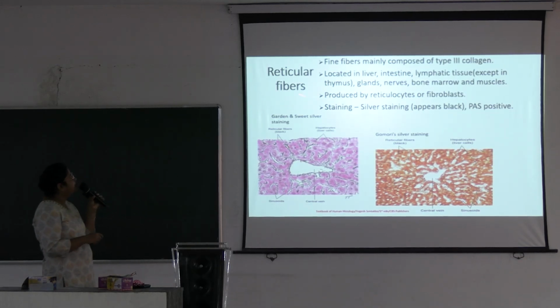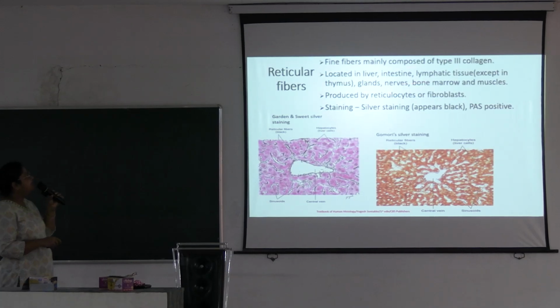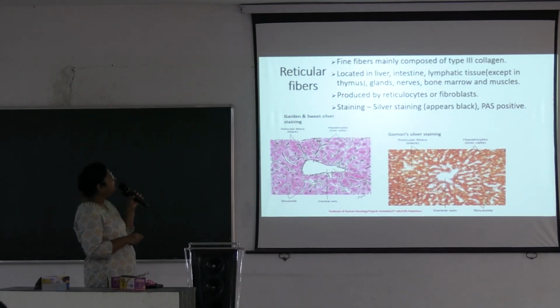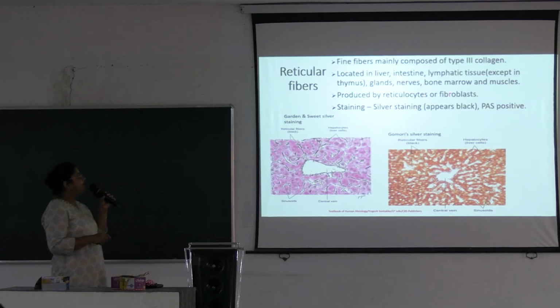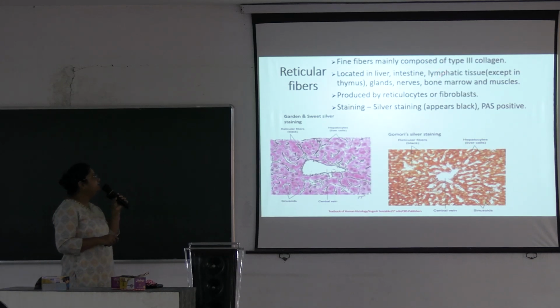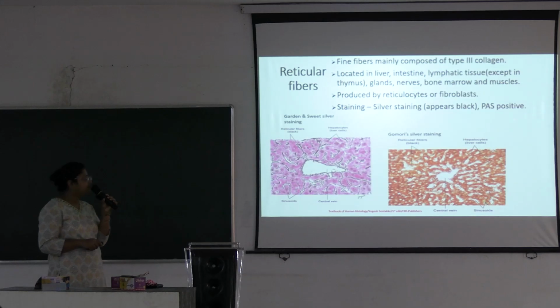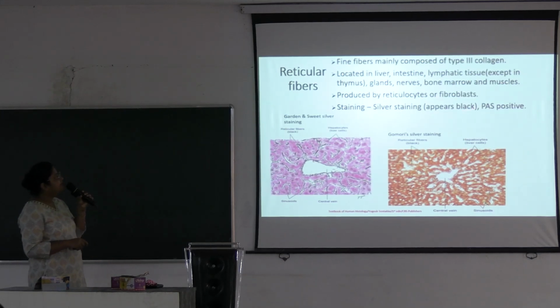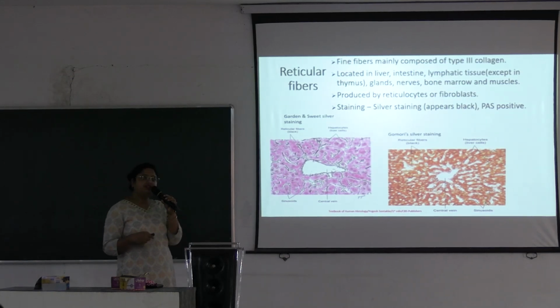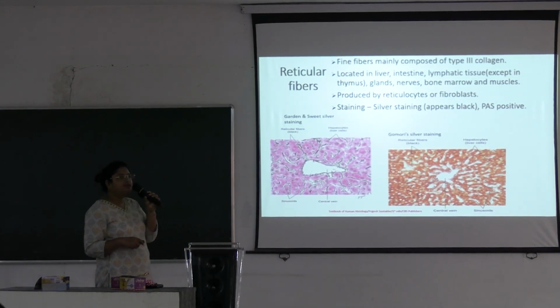So reticular fibers are fine fibers mainly composed of type 3 collagen and located in the liver, intestine, and lymphatic tissue, except in the thymus, glands, nerves, bone marrow and muscles. They are produced by reticulocytes or fibroblasts. Staining is done by silver staining, in which they appear black, and they are periodic acid Schiff positive, so they can also be visualized with PAS staining.